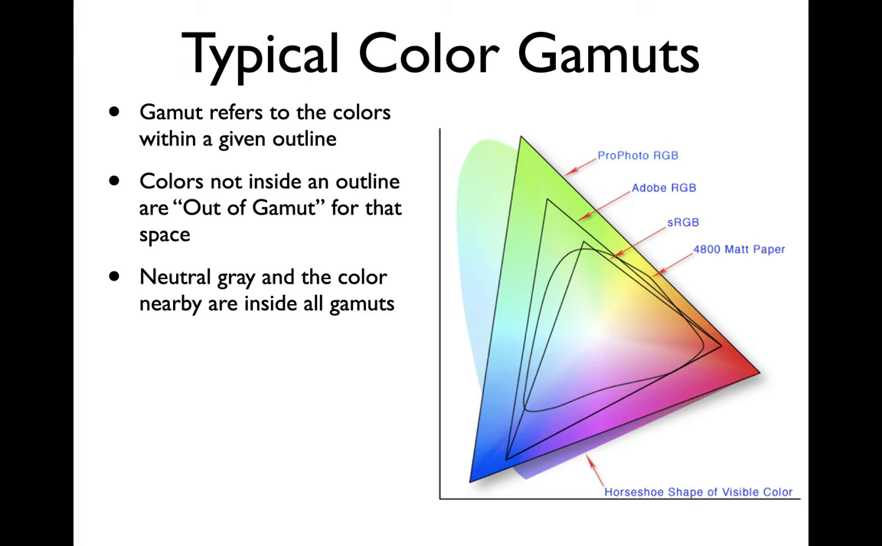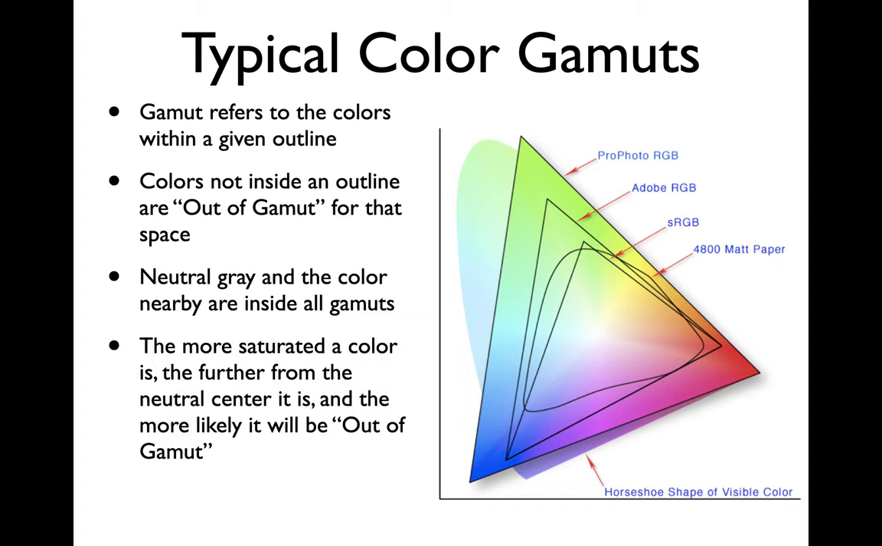Neutral gray is common to all of them. This neutral gray spot in here is common to all of these color spaces. That never ever shifts. It's just how much larger the space is. And remember, the distance from this neutral point to these edges is all about saturation. So you can have a far more saturated green in ProPhoto RGB than you can in Adobe RGB, than you can in sRGB. Does that make sense, everyone? The more saturated the color, the further it is from the center, the more likely it will be out of gamut.